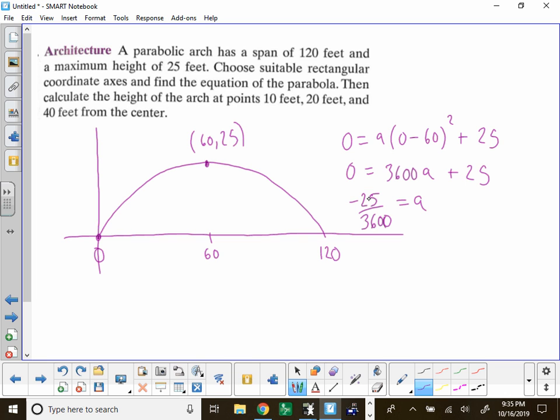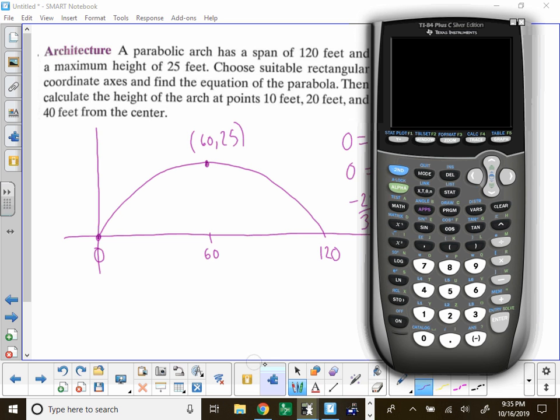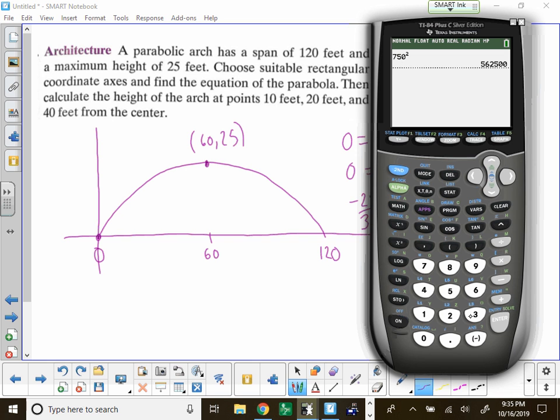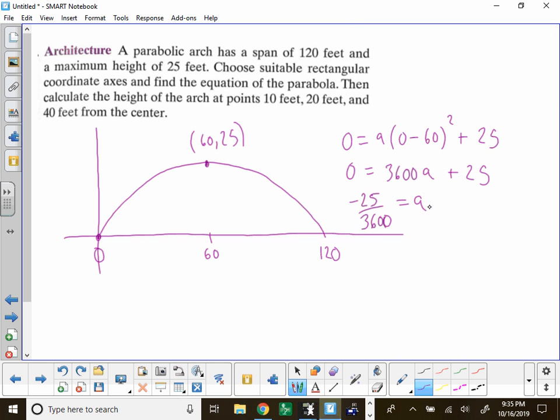So basically 25 goes into 25. How many times does 25 go into 3600? Well, it's late at night and my brain's tired, so here we go. 3600 divided by 25. That's how many times it goes in there. 144. Oh, that kind of makes sense. So the answer for this would be negative 1 over 144.